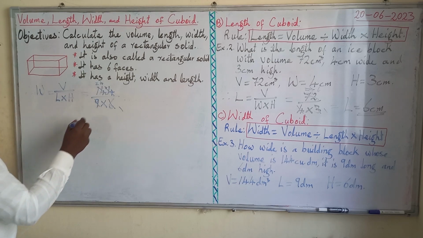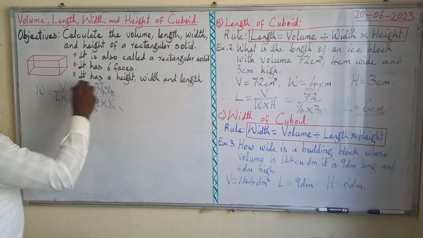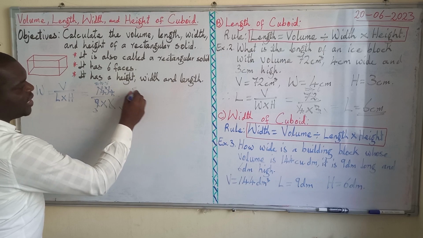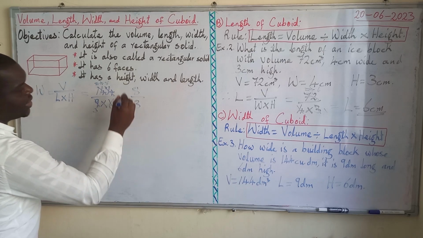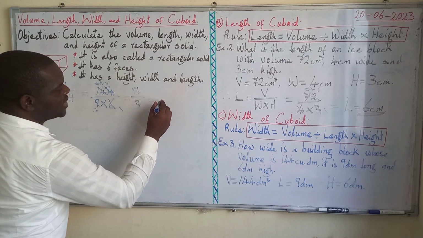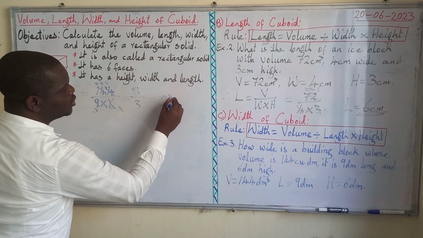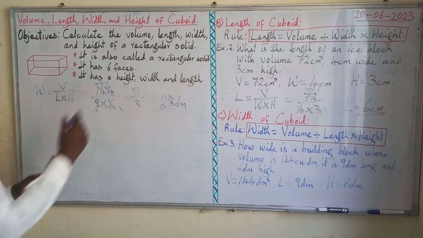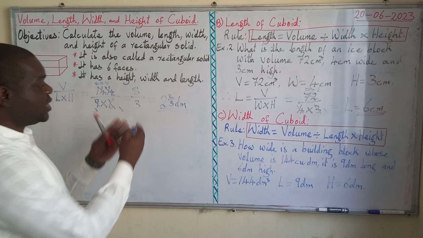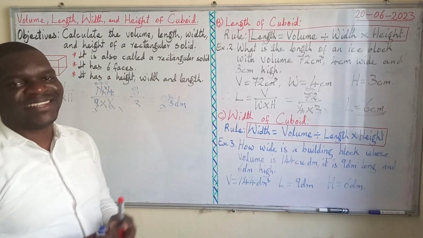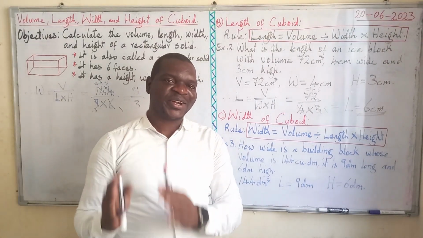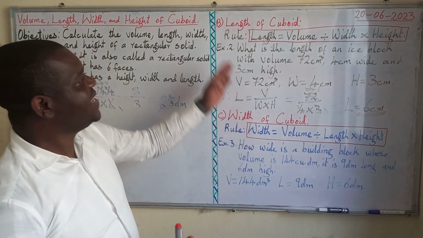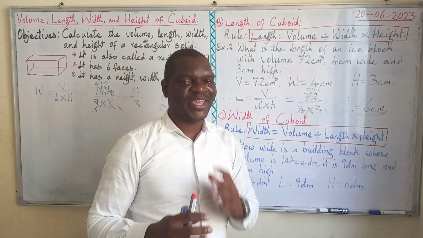3 can divide 9 3 times. And 3 can divide 24 8 times. Here we'll have 8 over 3. And this is the same as 2 and 2/3 decimeters. You can have your answer as a fraction, as well as you can have your answer as a decimal. All will be correct. Now let's look at the last aspect, how to find the height of a cuboid.